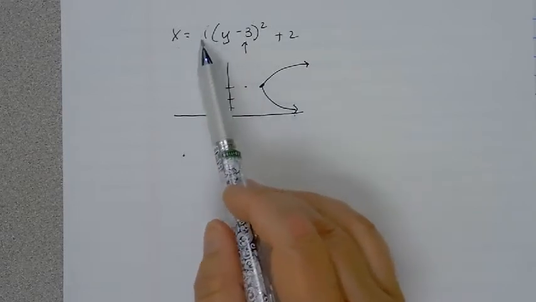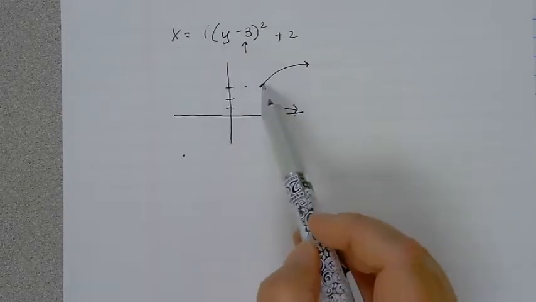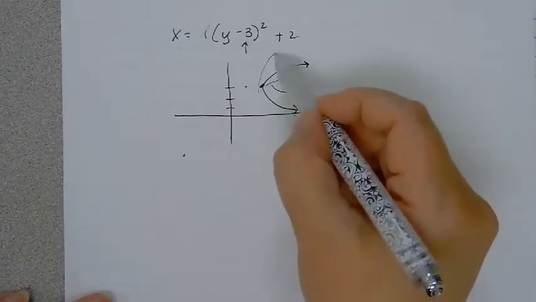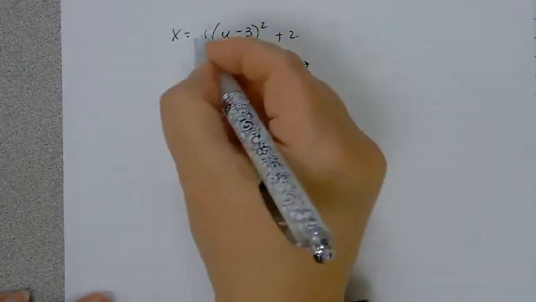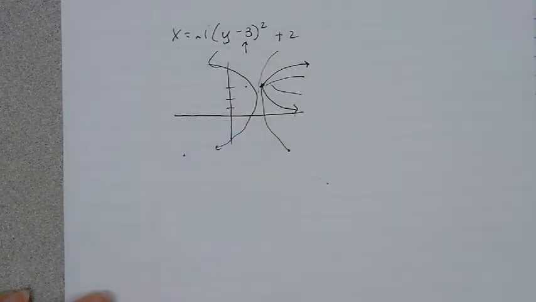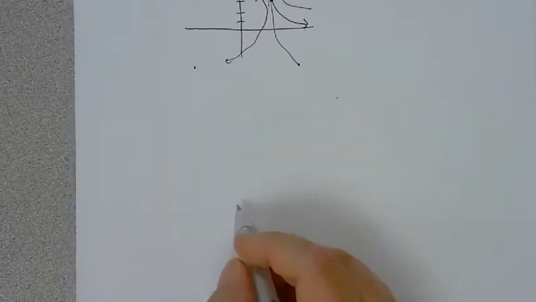You can imagine if the number here was bigger than 1, it would narrow inside like this. If this was a fraction, it would get wider like this. If this was a negative, then it would open to the left. Okay, let's talk about one.